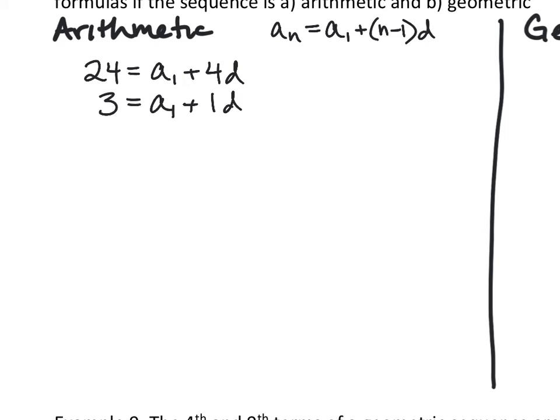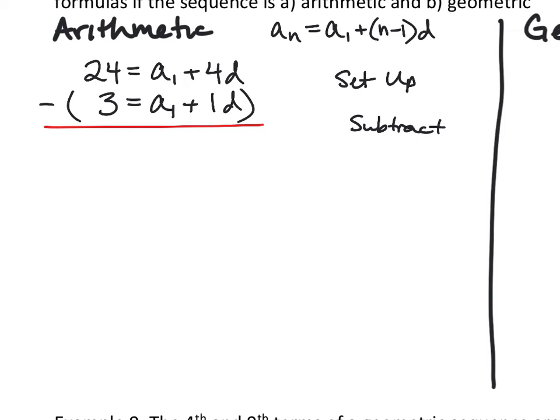Okay, this is what we're calling the setup step. We're setting up literally a system of equations. It's as if this is x and y, and we need to solve for x and y. So we're going to solve by elimination. So what we do here is we actually subtract, and that's why I started with the larger one. So I'm going to subtract this entire bottom equation. 24 minus 3, that's 21. a1 minus a1 goes away. 4 minus 1 is 3d.